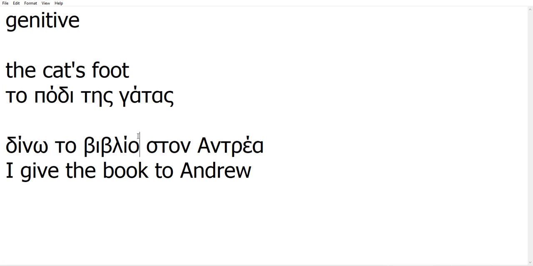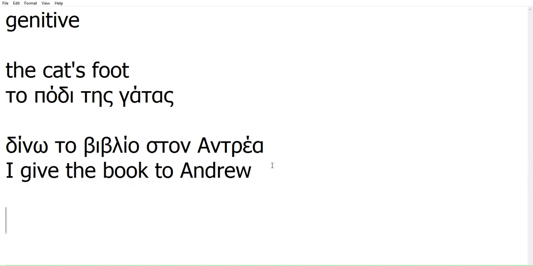Hello. This will be a short video on the use of the genitive in modern Greek. Before I get to the use of it, let me very quickly show you how to form it in the two situations where it's the easiest. Okay, the two easiest genitives. I'm talking about the formation now.